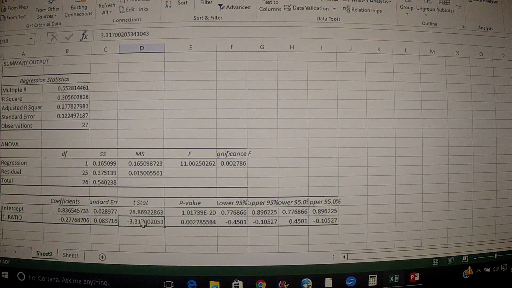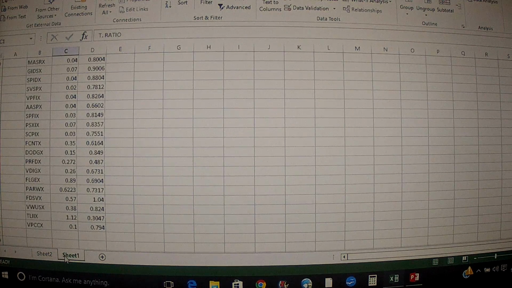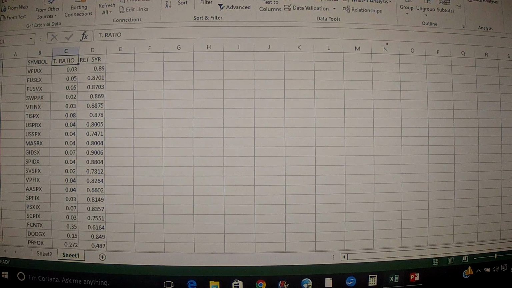So I would say that by looking at just this sample of our data, our correlation makes sense. So our hypothesis makes sense, I should say. Our hypothesis was that as t ratio increases, returns should decrease, and we did get a negative correlation on that. So that makes sense there.